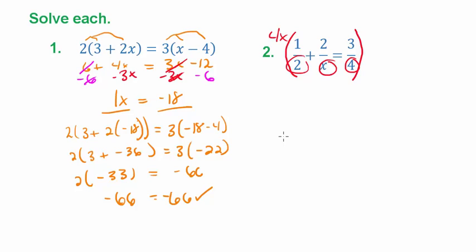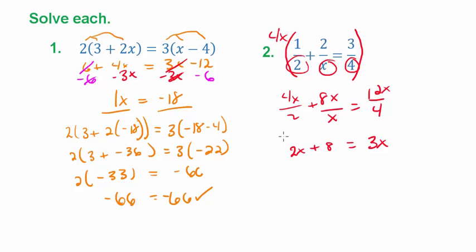So from here, we have 1/2, 2 over x, and 3 over 4 that we're multiplying by 4x, which becomes 4x over 2 plus 8x over x, and that equals 12x over 4. We can then notice here we can reduce this. So 4x over 2 is actually 2x. 8x over x is really just 8, and 12x over 4 is really 3x.